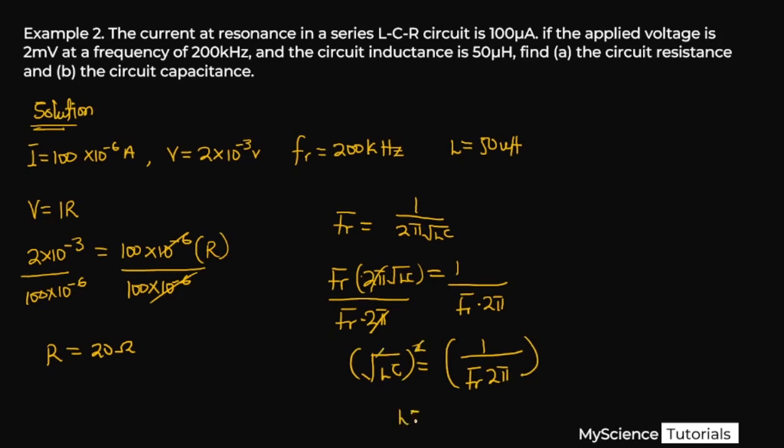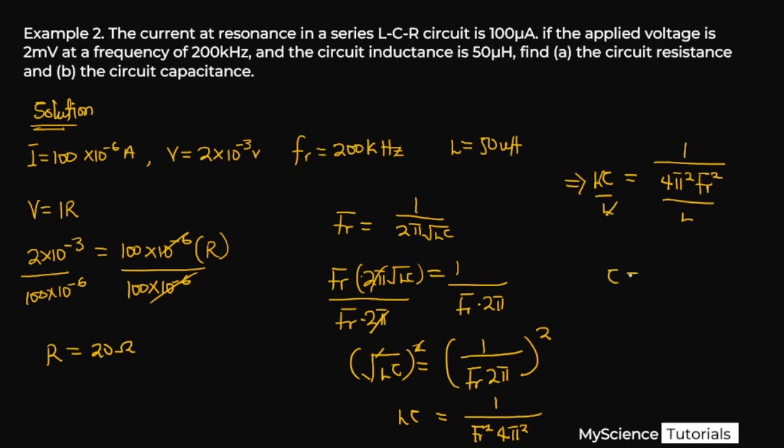So we have LC is equal to 1 squared, which is still 1, over resonant frequency squared times 4 pi squared, since we squared both sides. That implies that LC is equal to 1 over 4 pi squared resonant frequency squared. Now we can divide both sides by L for us to get our C.